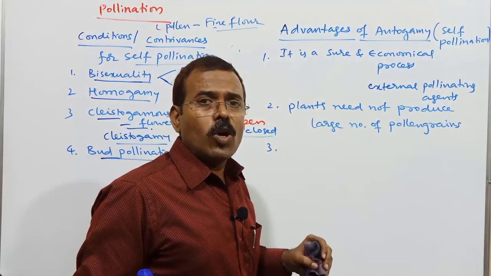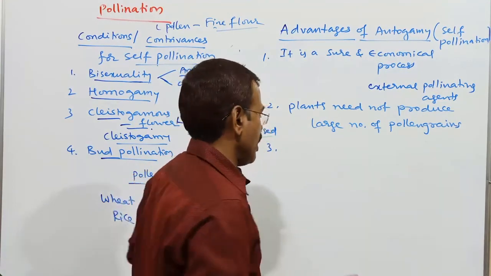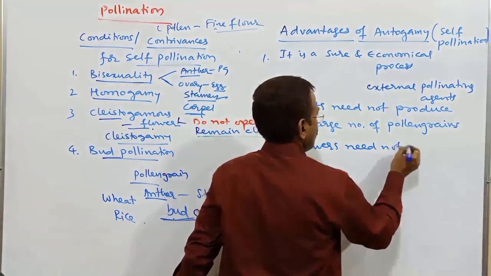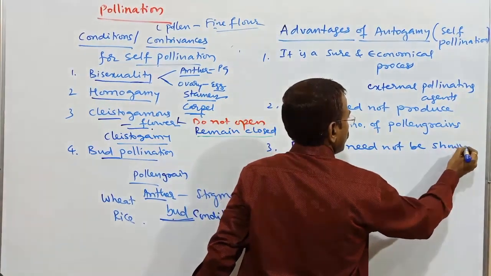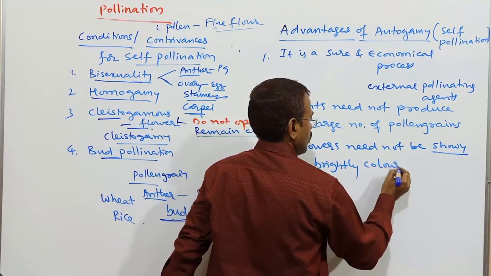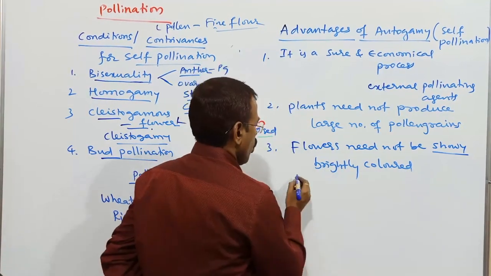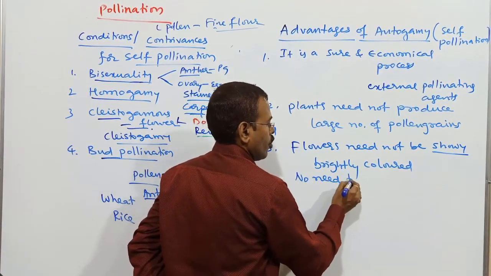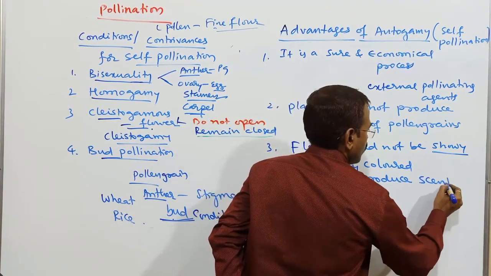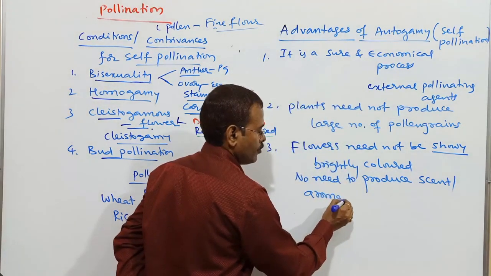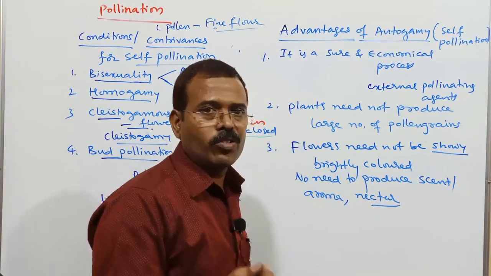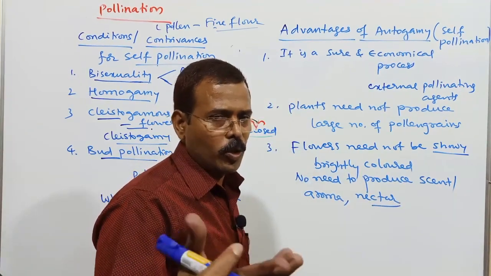The flowers need not be brightly colored here. In self-pollination, flowers need not be showy. Showy means brightly colored or attractive. There is no need to produce scent or aroma, or nectar, the sweet sugary fluid.